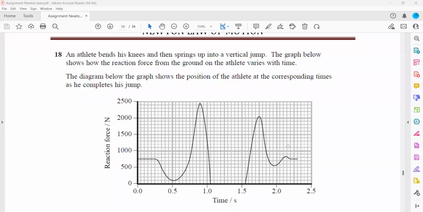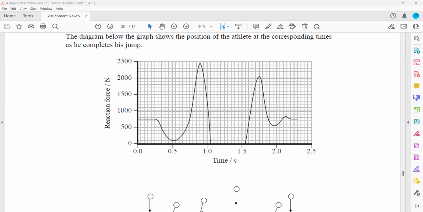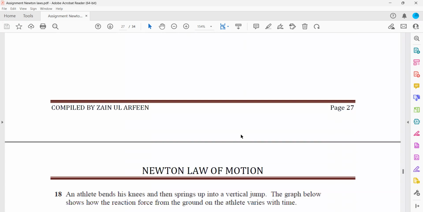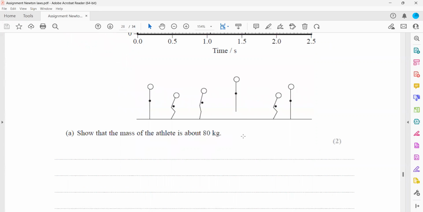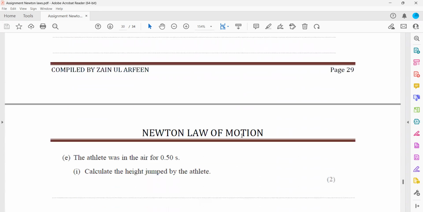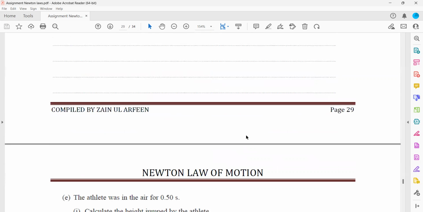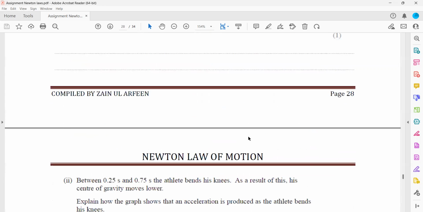This one is page 20. The next doubt is from page 27. Page 27 that we did. Then 30. Okay, page 30 is actually related to the whole question starting at page 28.